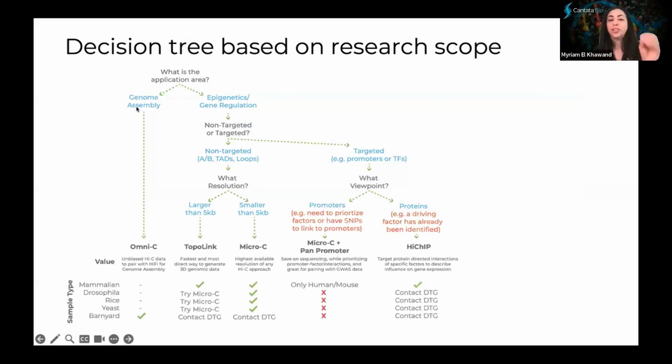If you're interested in genome assembly, then you really want to leverage that uniform coverage of the genome. So you can get all your sequences of the genome presented in your data set. And this is where Omni-C comes in. It's genome-wide, and it's digesting the chromatin with DNase. So Omni-C would be the right kit for your genome assembly application.